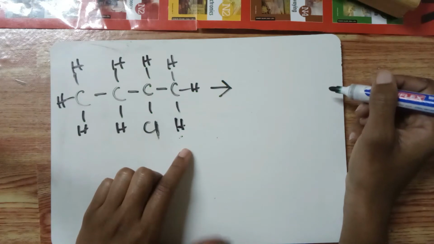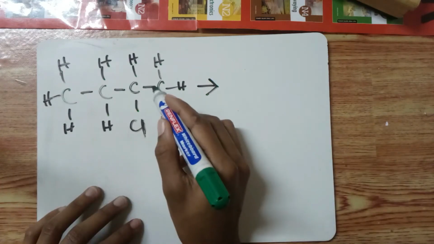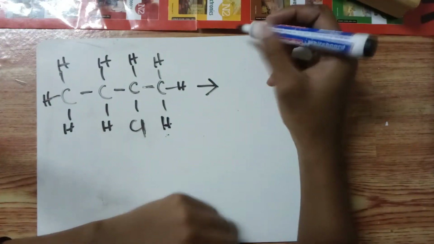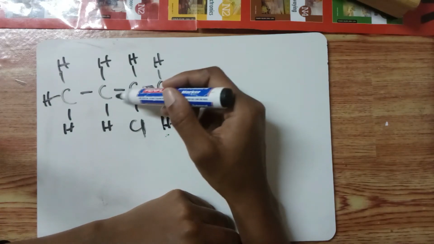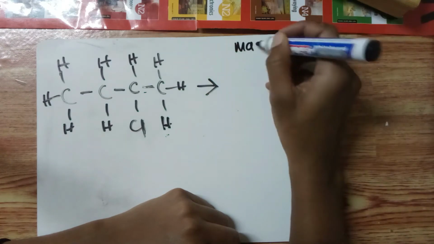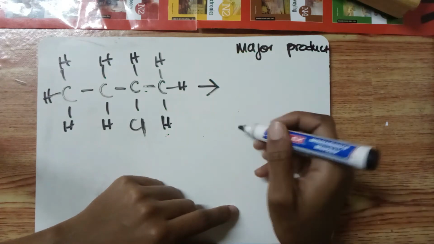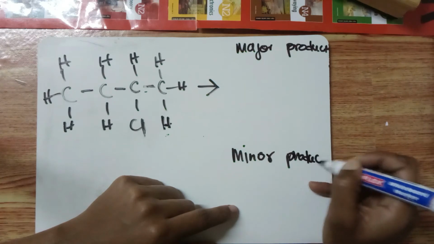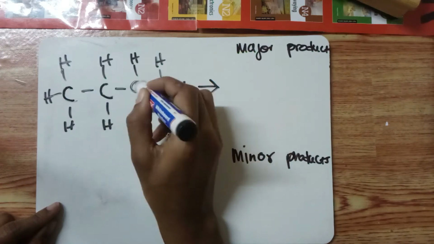What do you think is going to happen? You notice one thing: where will the double bond form? To determine where the double bond will actually form, we have to consider that it can form either here or here. So we have to have a major product. Remember, in the previous lessons we've already spoken about major and minor products. Sometimes in a question, you are asked to write down the major product or the minor product.